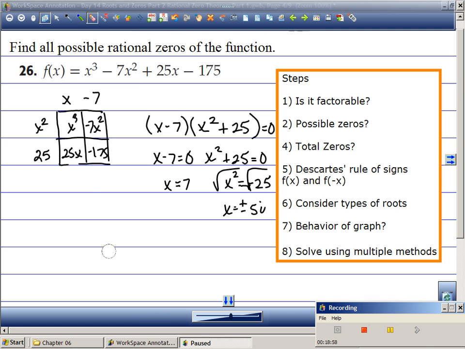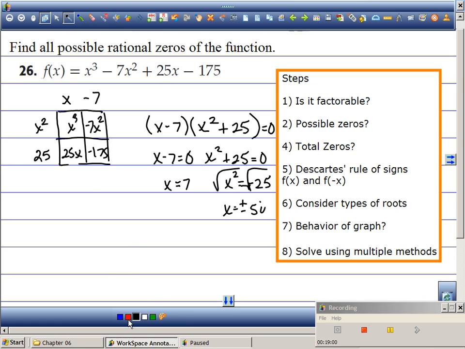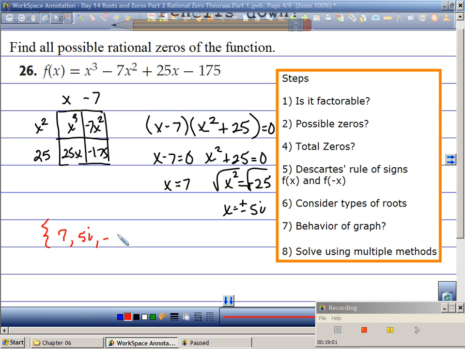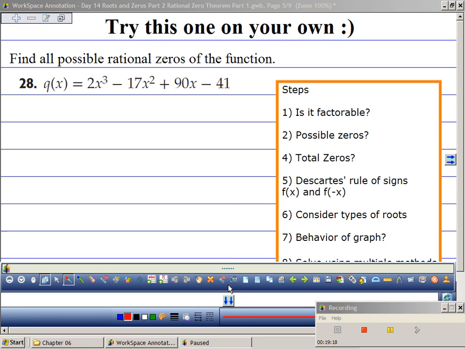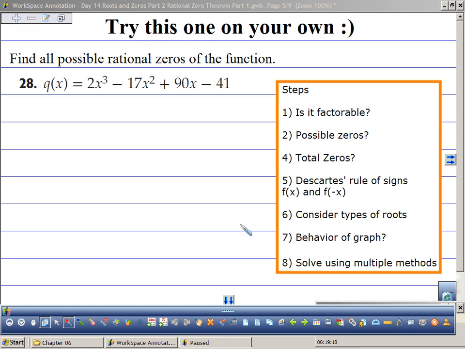So, some of you are asking me for the solid answer. Your roots are, we'll put them like this, 7, 5i, and negative 5i. 1 real, 2 imaginary. Do you guys want to try this one on your own? One more and then try it on your own?